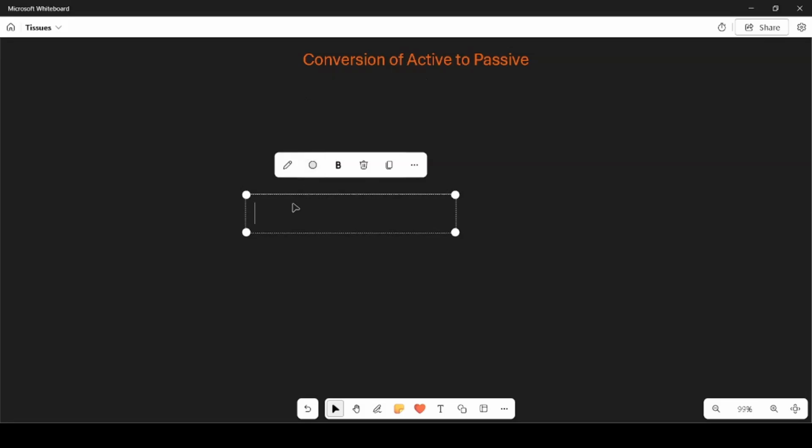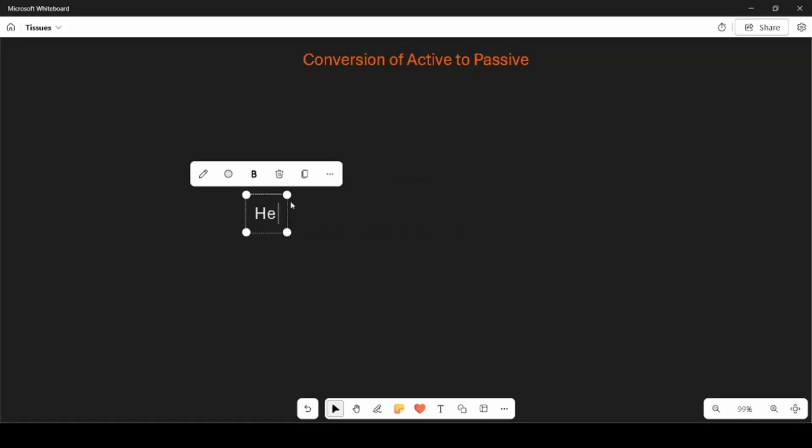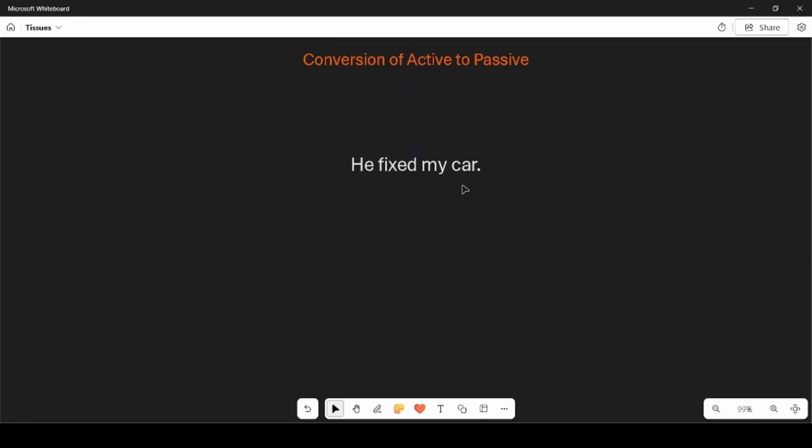Let's say, it should be a pretty simple one. Yeah, he fixed my car. So this is my active voice sentence. So we know that the sentence is in active voice, right? Active voice. So the sentence is in active voice.